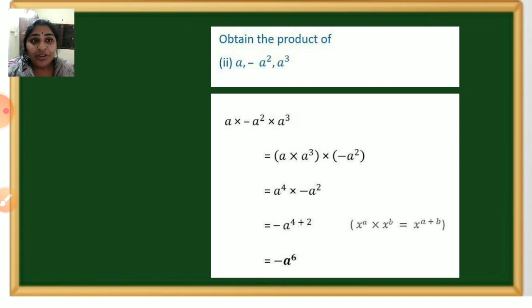Here, children, you have to be careful with the negative sign. If you have 2 terms having negative sign, negative will be positive. If you have 3 terms, again it will be negative. So if you have an odd number of terms having negative sign, the final answer will be negative. If you have an even number of terms having negative sign, then the final answer will be positive. Only that much you have to keep in mind.